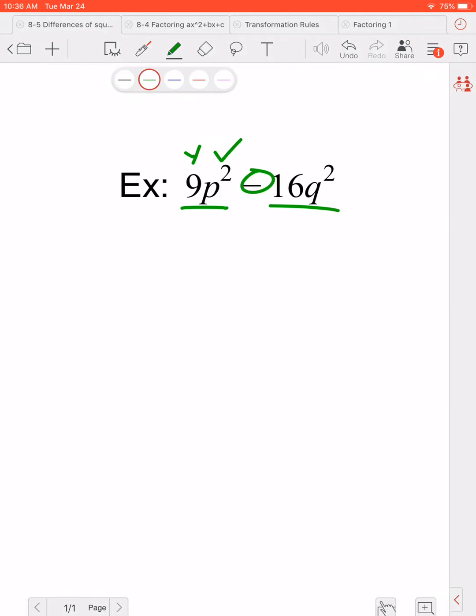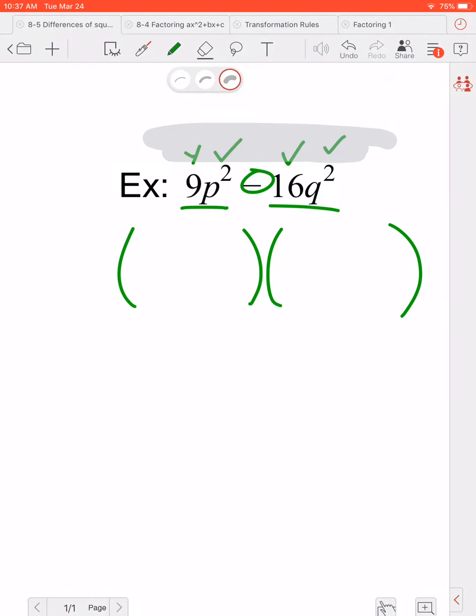p squared is a perfect square because p times p is p squared. 16 is a perfect square because 4 times 4 gives me 16. And q squared is a perfect square because q times q is q squared. So I'm going to look at each one, and sometimes it's helpful to write this right above it.